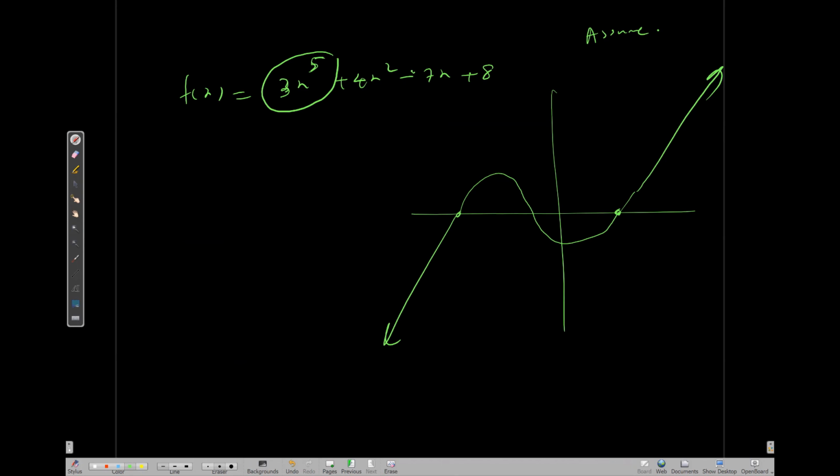Now, in our next video, we are going to put everything together and draw graphs of functions like this.